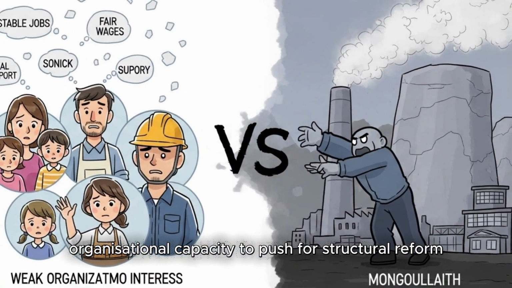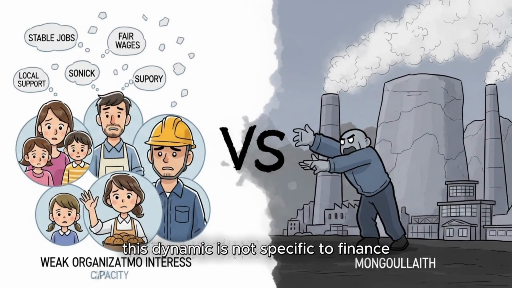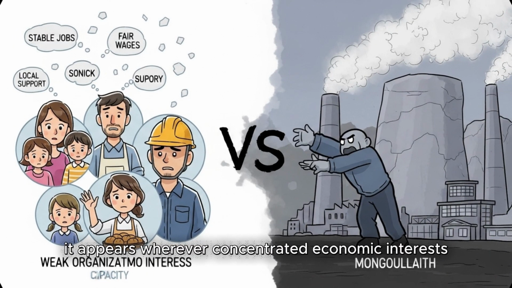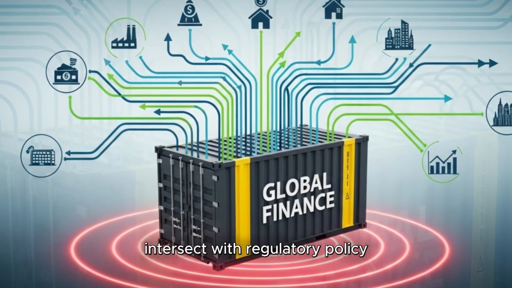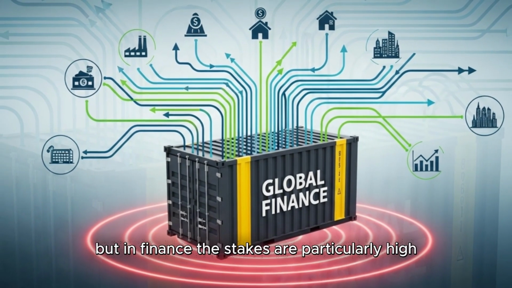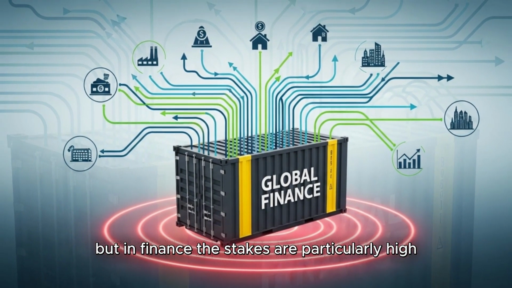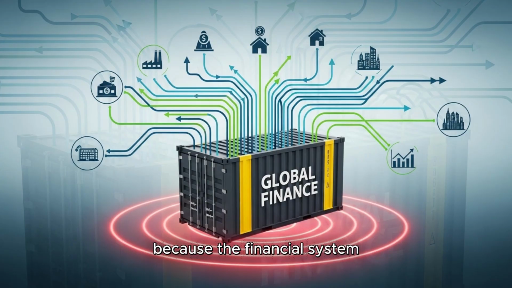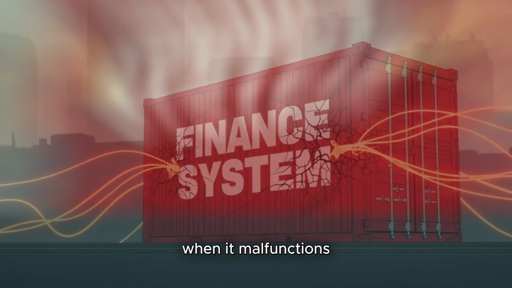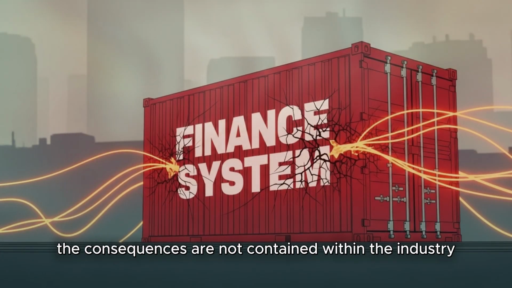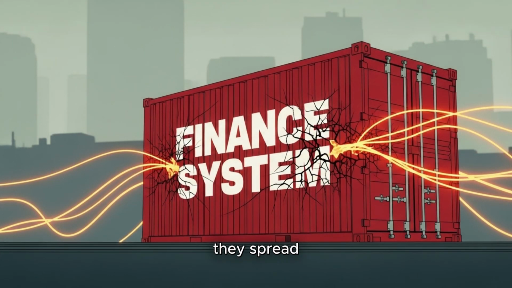for structural reform. This dynamic is not specific to finance. It appears wherever concentrated economic interests intersect with regulatory policy. But in finance, the stakes are particularly high because the financial system is the infrastructure of everything else. When it malfunctions, the consequences are not contained within the industry, they spread.